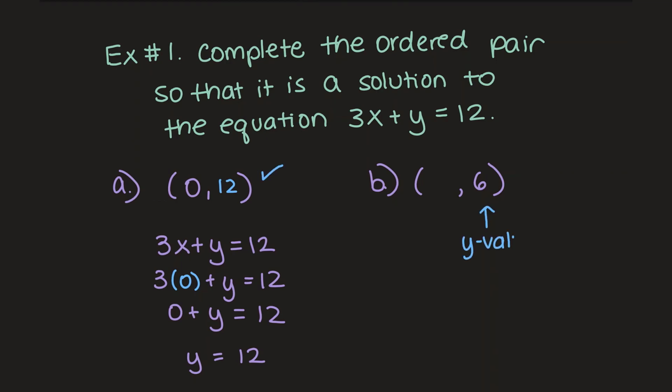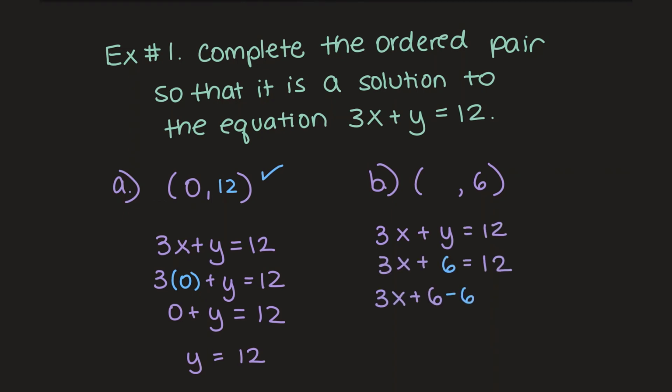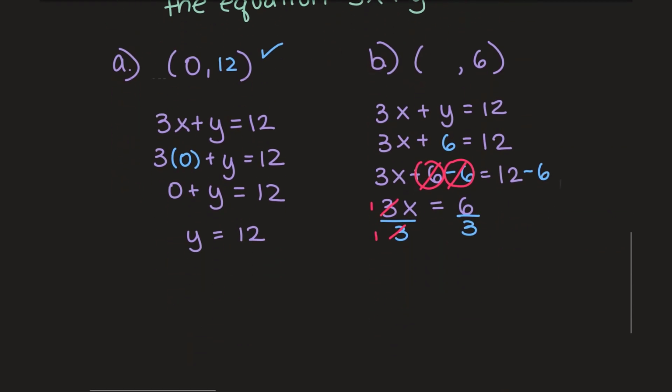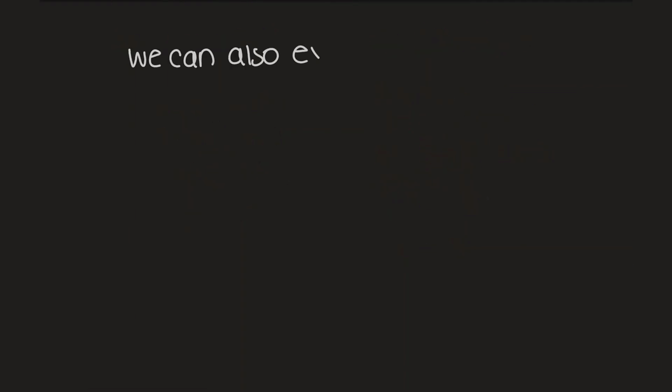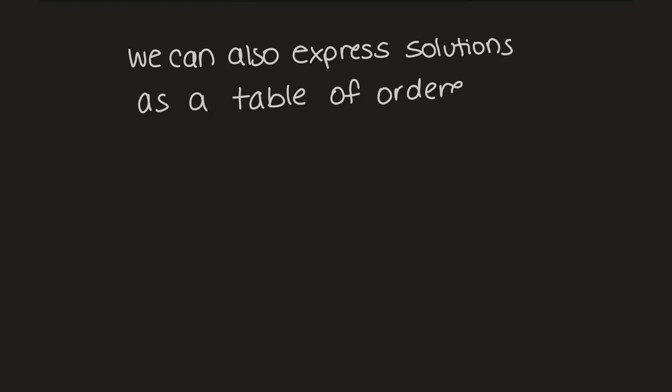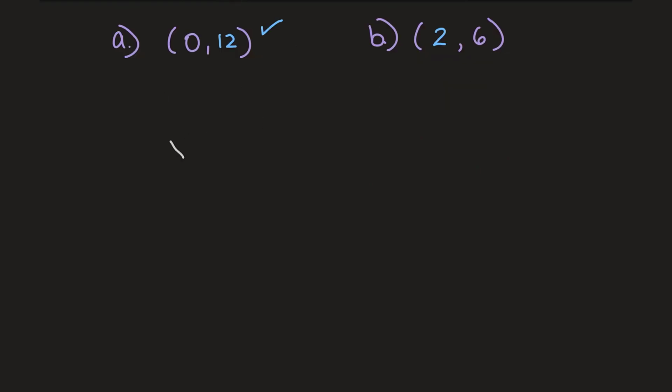For part B, we have the y value given, and we need to find the x value. So we plug the y value into the equation and solve for x. We subtract 6 from both sides of the equation, and then divide both sides by 3. And we end up with x equals 2. And our ordered pair is now complete. So we can also express solutions as a table of ordered pairs. We divide our table with x and y in each column, and the ordered pairs in each row.